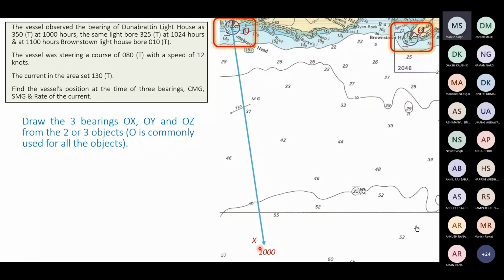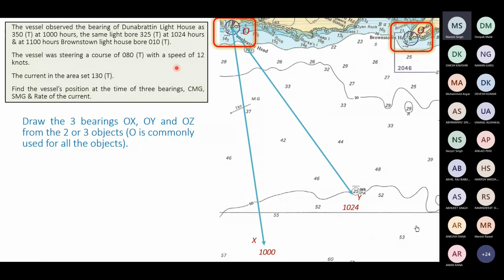Now let's plot the second bearing line. The second bearing is 325 and it was taken at 1024. So from the same lighthouse, a bearing line of 325 taken at 1024. Let's name this as OY. So you see point Y mentioned here. We have the second bearing line plotted on the chart as OY.